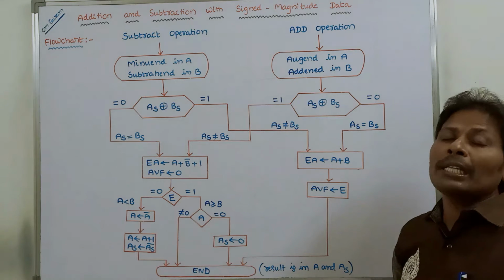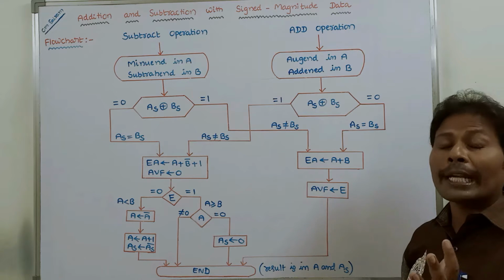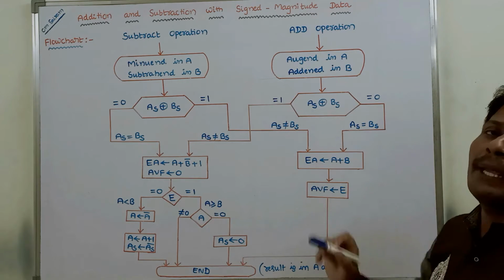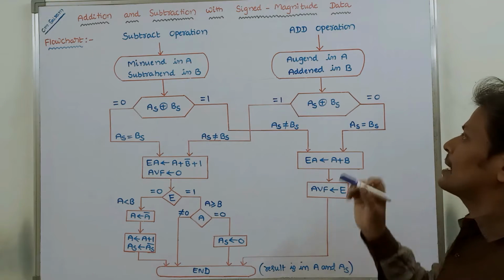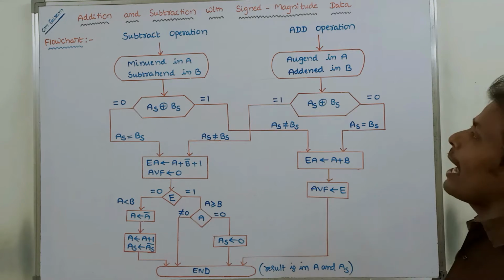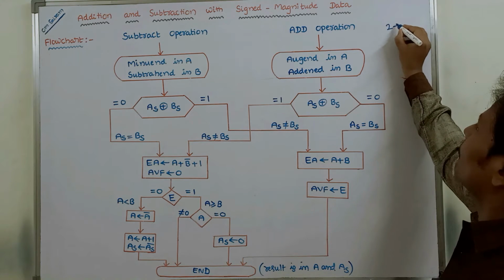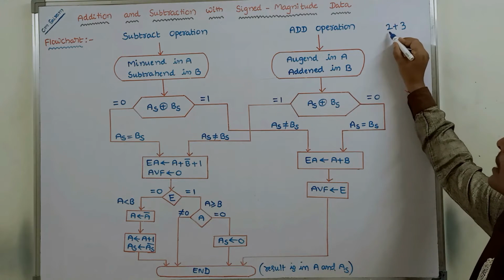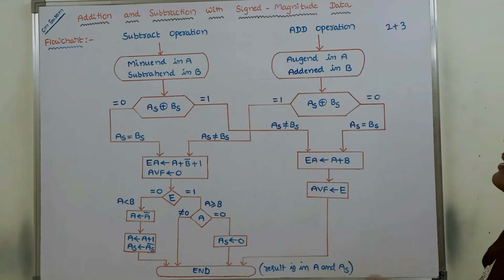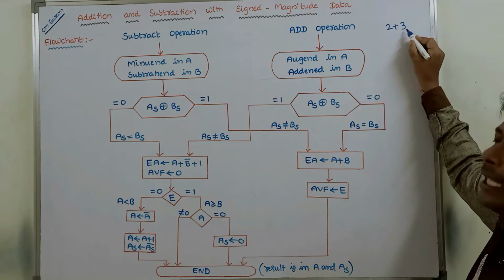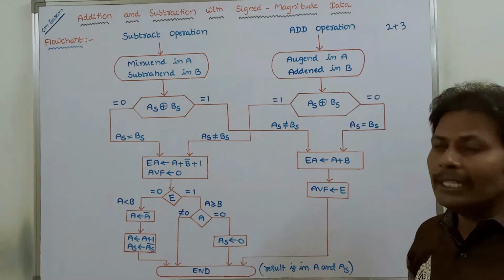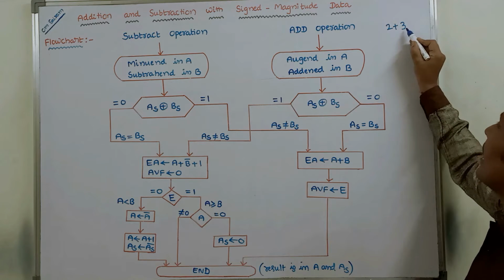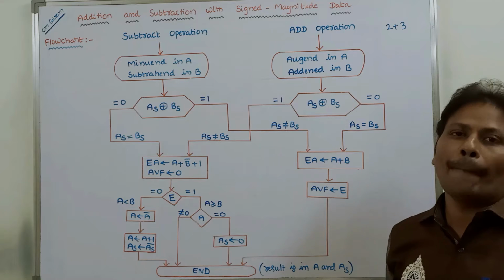When we are performing the addition operation, we require two numbers as input. The first number is called the augend. The second number is called the addend. For example, we have to perform 2 plus 3. The first number is 2, which is the augend. The second number is 3, which is the addend. The augend is stored in register A and the addend is stored in register B.